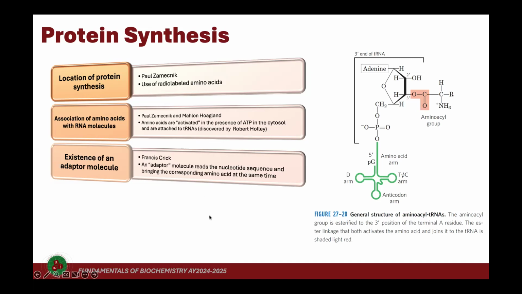So they basically just have the cytosol, and they added their amino acids. I'm not sure, but I think these amino acids are also radio-labeled, and then they were able to track these amino acids getting attached to tRNAs. And this reaction, this attachment of your amino acids to tRNAs, is not possible without ATP. So this is an ATP-dependent reaction.